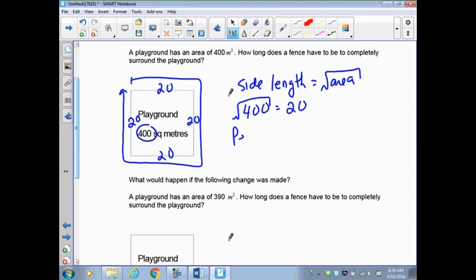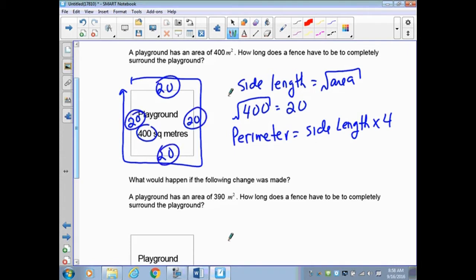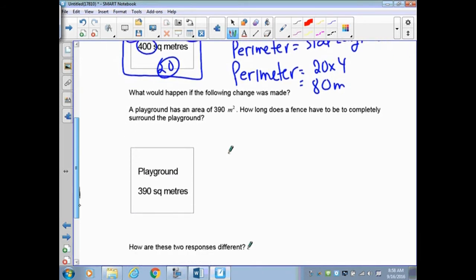So to find the perimeter, you multiply the side length by 4. We multiply it by 4 because there are 1, 2, 3, 4 sides to a square. So my perimeter is equal to 20 times 4, which gives me 80. And we are working in meters, so it's 80 meters. Now, that means that 400 is a perfect square because our 20 is a whole number.